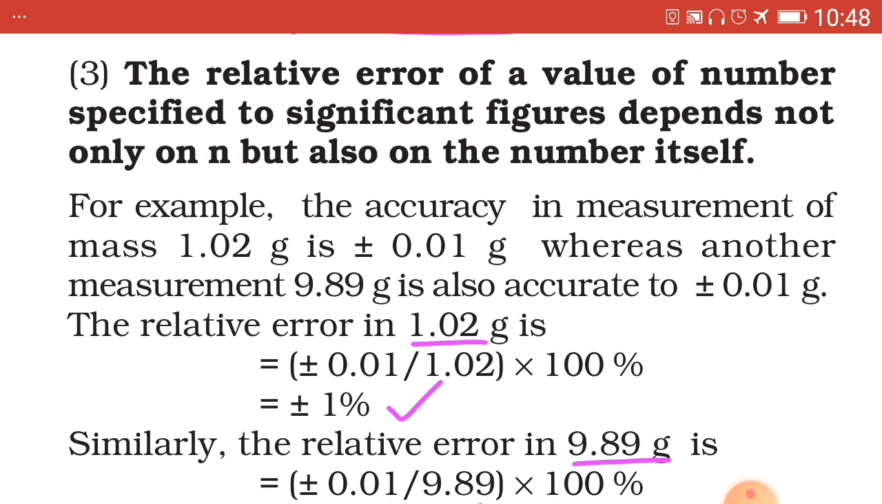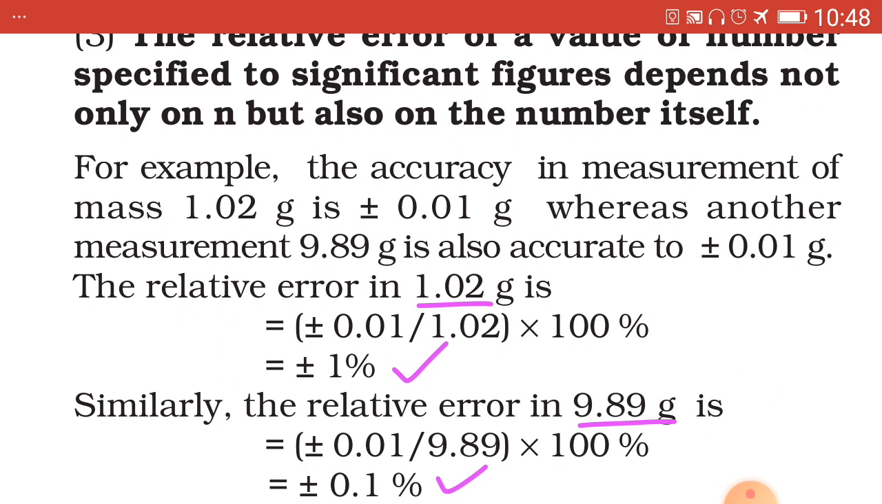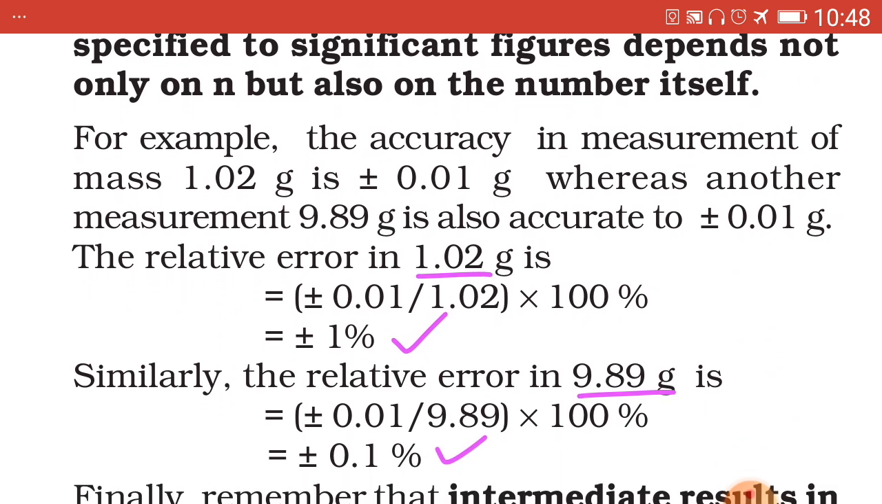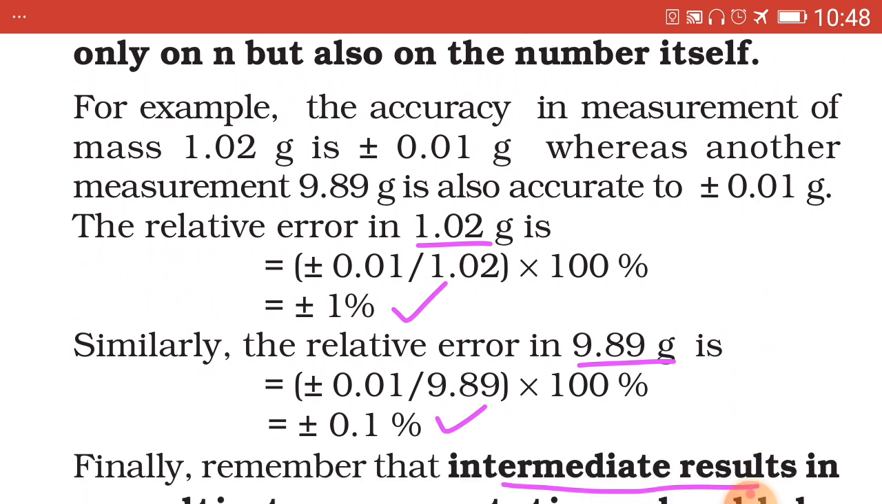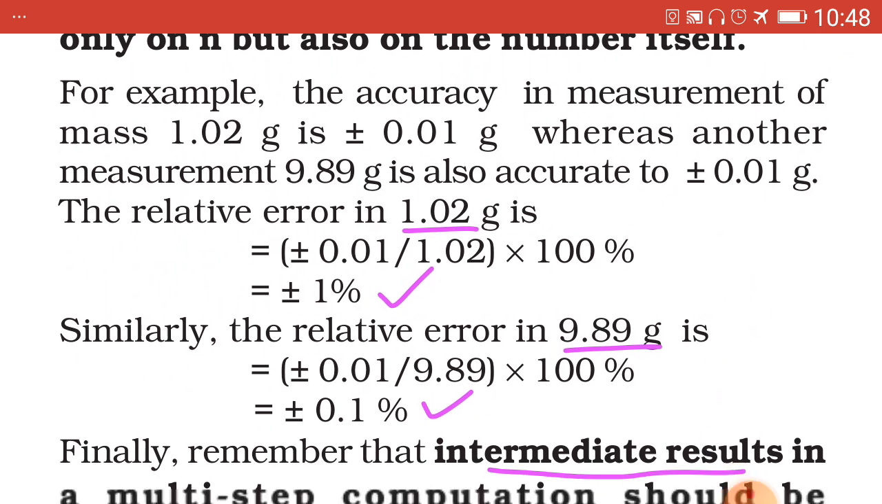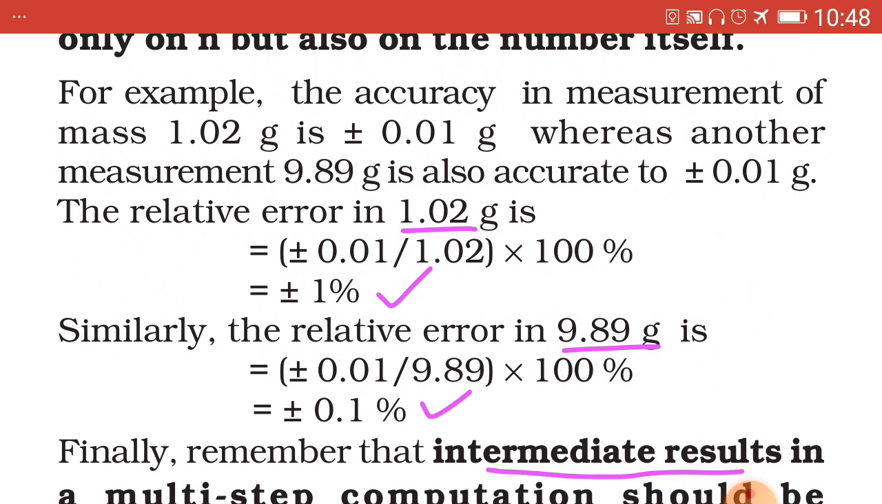Here also we study the rule with the help of an example only, which will be easier. See, the accuracy in measurement of mass 1.02 gram is plus minus 0.01 gram, whereas another measurement 9.89 gram is accurate to plus minus 0.01 gram. In both the cases, plus minus 0.01 gram is the error, which is the same.